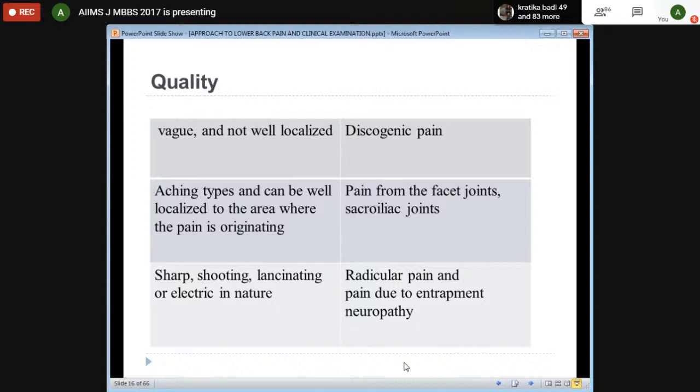Aching type of pain can be well localized, where the pain is originating, like the pain from the facet joint and sacroiliac joint. Sharp, shooting, lancinating or electric type of pain you can find in entrapment neuropathy. Usually it is neuropathic pain.